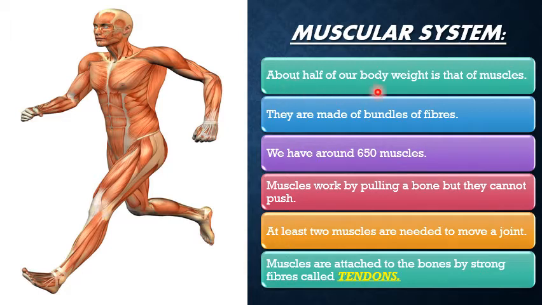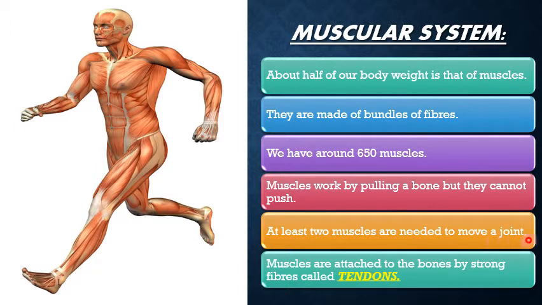About half of our body weight is that of our muscles. They are made up of bundles of fibers. We have around 650 muscles in our body. Muscles work by pulling a bone, but they cannot push. At least two muscles are needed to move a joint.